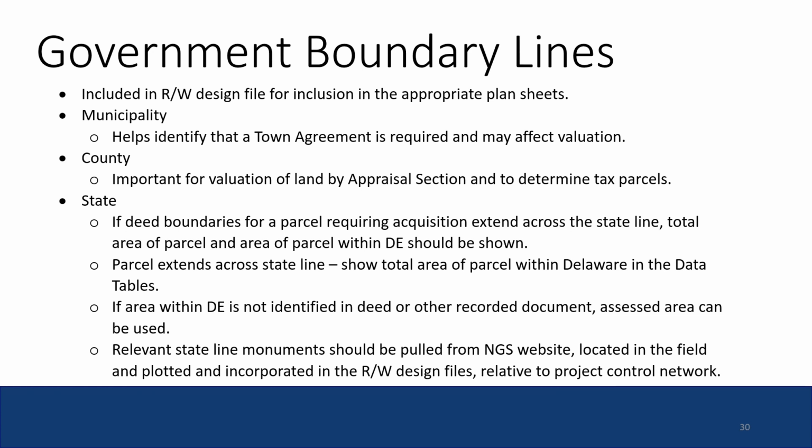If the deed boundaries of a project parcel that requires acquisition extend across a state line, the total area of the parcel and the area of the parcel within Delaware should be shown in the data tables. If the area within Delaware is not identified in the deed or other recorded document, then the assessed area can be used. The relevant state line monuments should be pulled from the NGS website, located in the field, and plotted and incorporated into the right-of-way design files relative to the project control network.